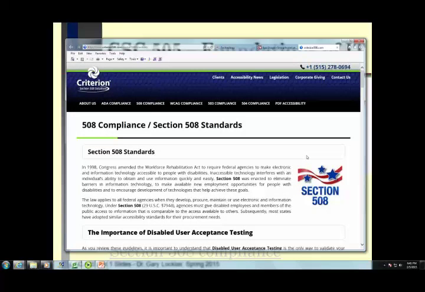If you just search on Section 508, you'll find many things from both the United States government and other individual companies there. In 1998, Congress amended the Workforce Rehabilitation Act to require federal agencies to make electronic and information technology accessible to people with disabilities. Inaccessible technology interferes with an individual's ability to obtain and use information quickly and easily. And Section 508 was enacted to eliminate those barriers.